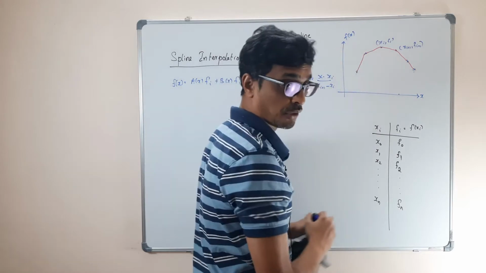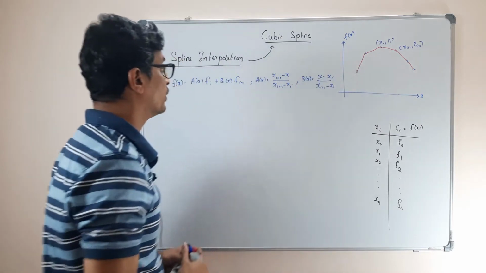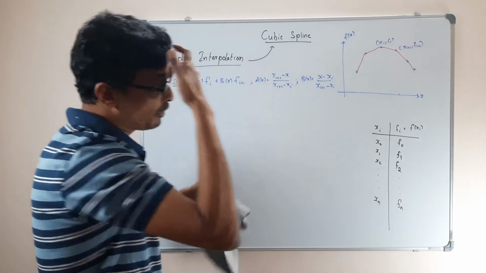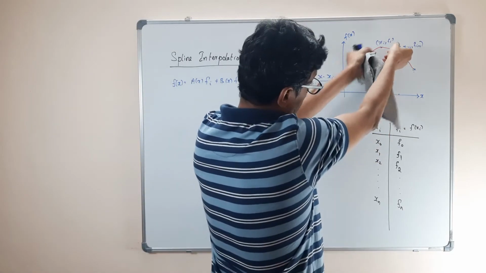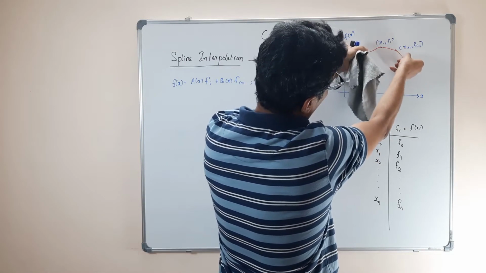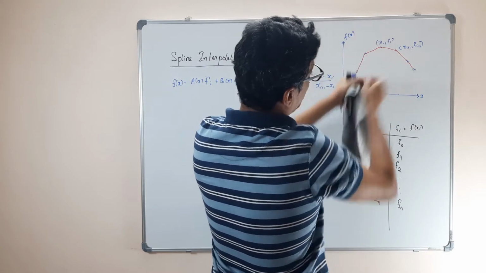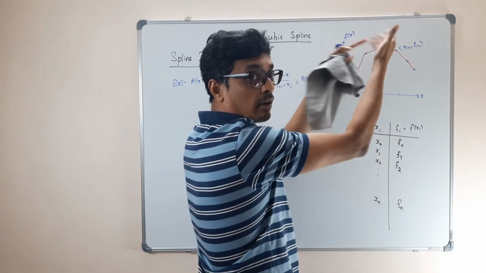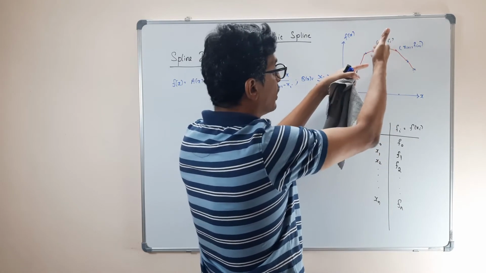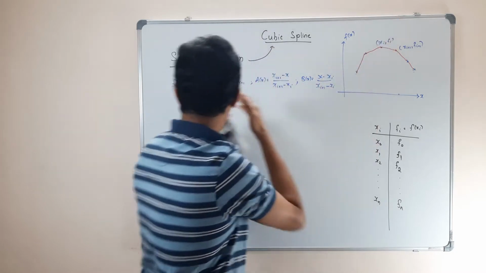So it is not continuous. What I want to say is the second derivative is not continuous. And now what we are going to do is give a curvature. This is a straight line, so now I want to give a curvature. Giving a curvature means I am going to add higher order terms in the function that I have.